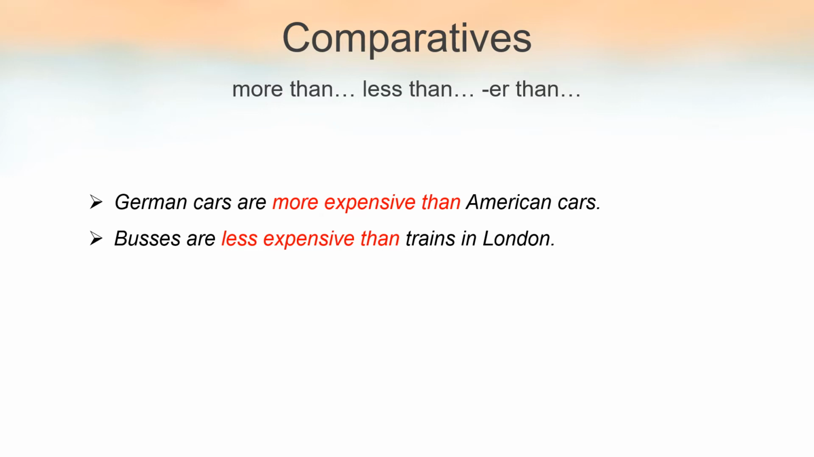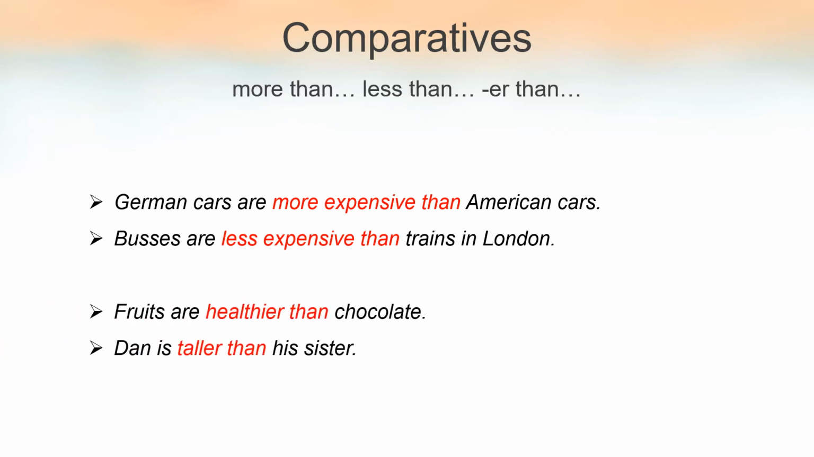We have examples for long forms like German cars are more expensive than American cars. Buses are less expensive than trains in London. And short forms will be like fruits are healthier than chocolate. Dan is taller than his sister.